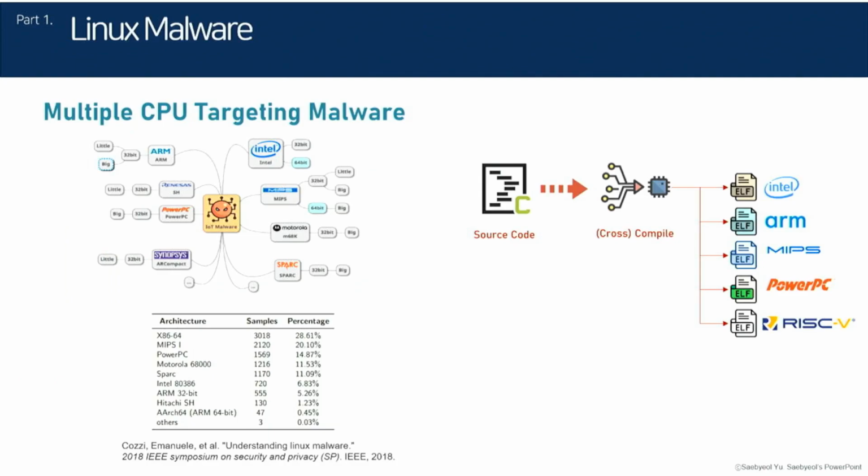Like the Linux operating system, Linux malware has also been observed to target a wide array of CPUs. The research paper titled Understanding Linux Malware sheds light on this aspect. It illustrates that Linux malware isn't confined to attacking Intel CPUs alone. Its targets cover a vast spectrum, even extending to PowerPC. This underscores the wide range of CPUs that Linux malware can target and run on.